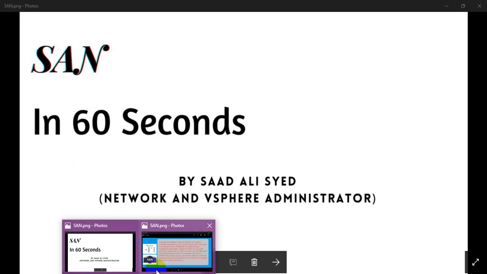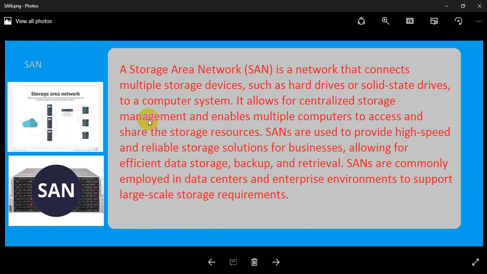So SAN is what? It is a type of network. We say a storage area network is a network that connects multiple storage devices such as hard drives or solid state drives, meaning HDDs and SSDs, to a computer system.